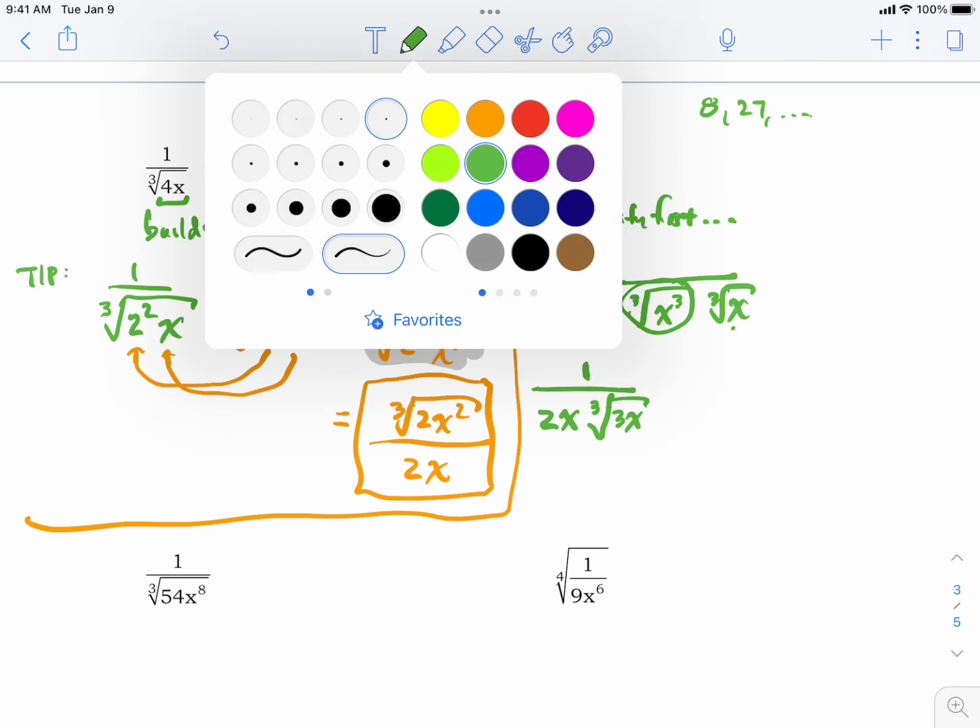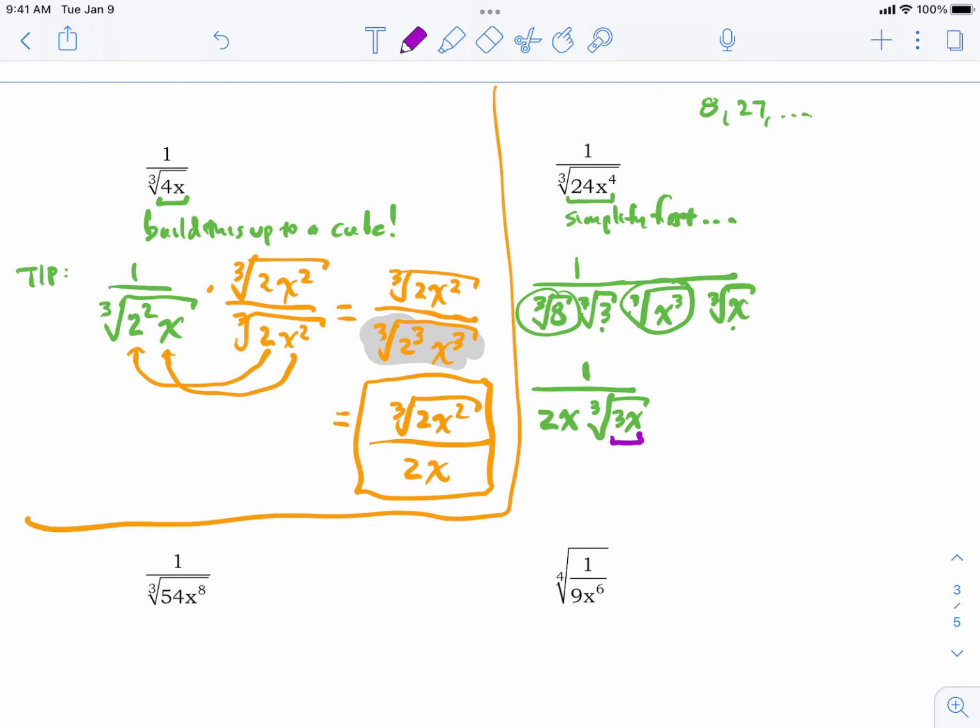Now you switch colors, and you say, okay, build this to a cube. Build this to a perfect cube. Multiply top and bottom by the cube root of something. But remember, with square roots, you just make a copy of what you see. But with cube roots, you have to actually think about it a little bit and say, look, I need to build to a cube. That's 3 to the 1. I'm going to have to multiply by 3 to the 2 so that I have 3 to the 3. Okay, you have to build to a cube. I have x to the 1. I'm going to have to multiply by x squared to make it into x cubed. Okay, cool. So on the top, I got a 3 squared x squared as well.